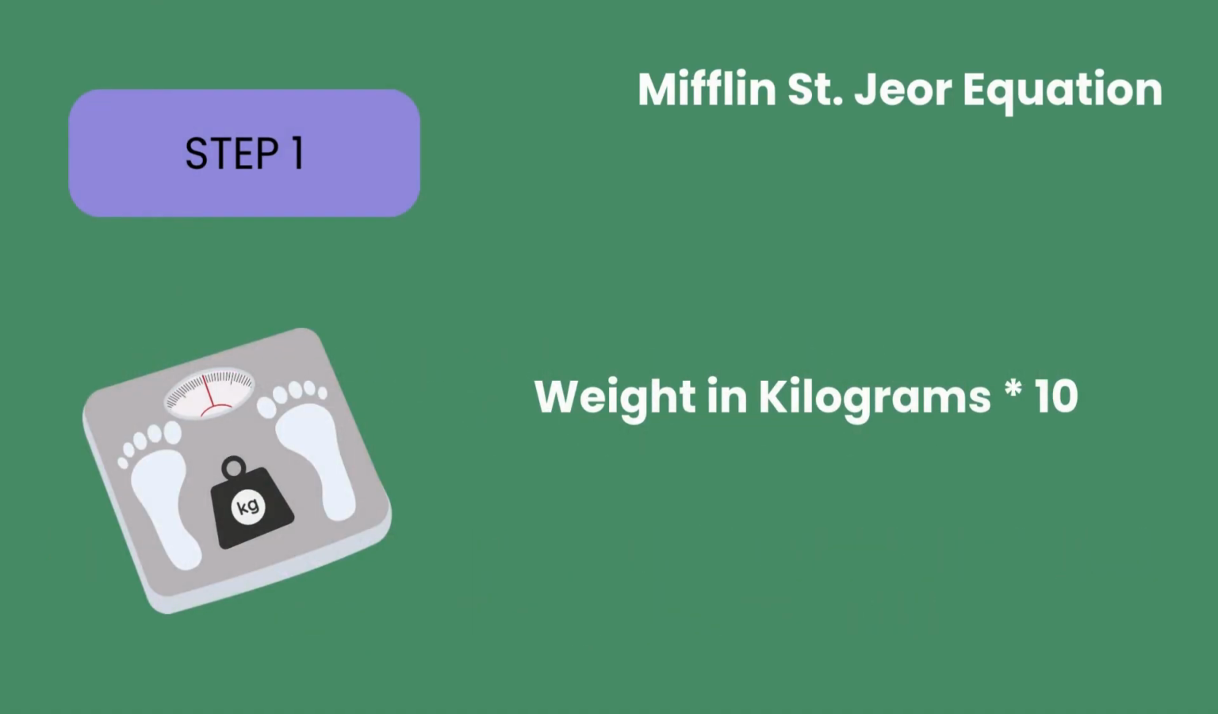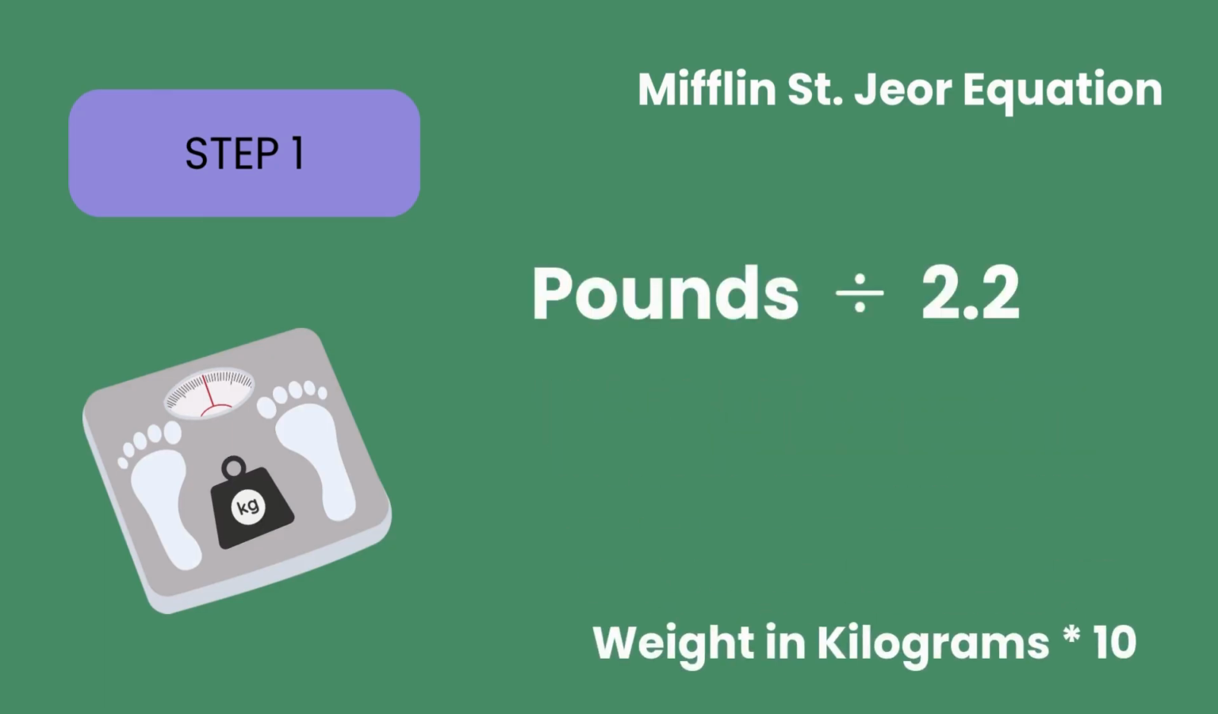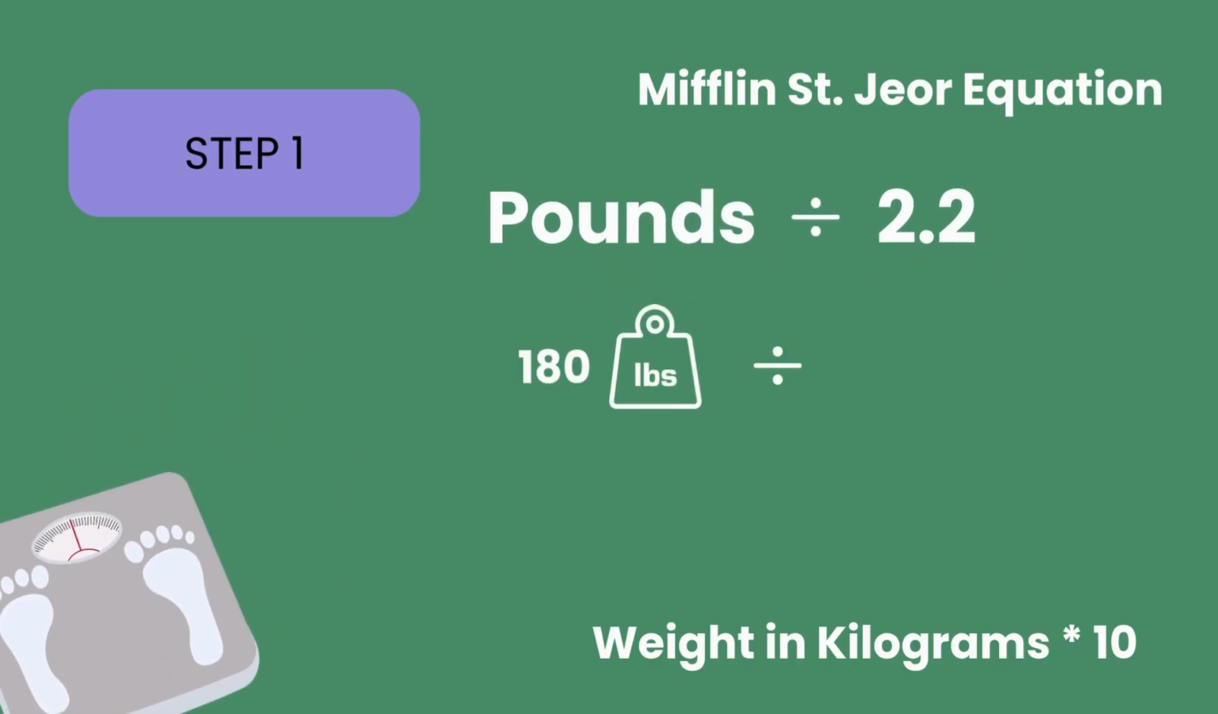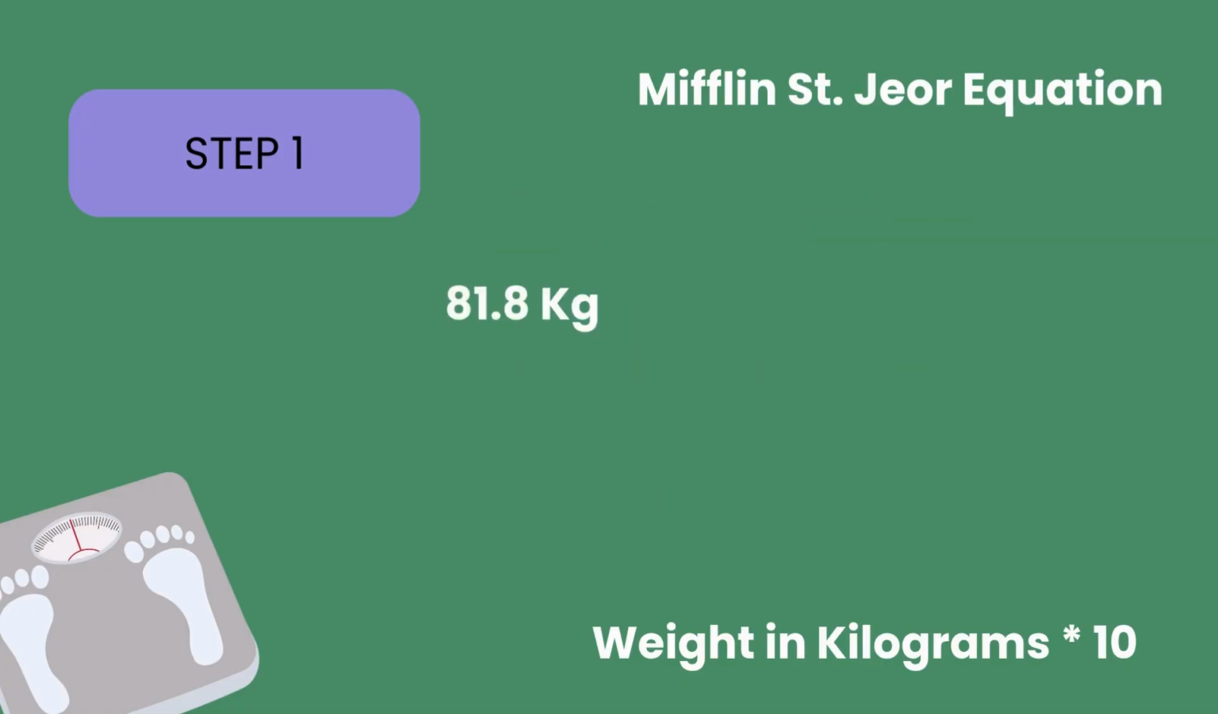First, you take your weight in kilograms and multiply by 10. If you are an American and use pounds, you would change it to kilograms by taking pounds and dividing by 2.2. So a 180-pound person would be 81.8 kilograms. We took 180 pounds and divided by 2.2. Next, we will multiply that kilogram value by 10, giving us 818.